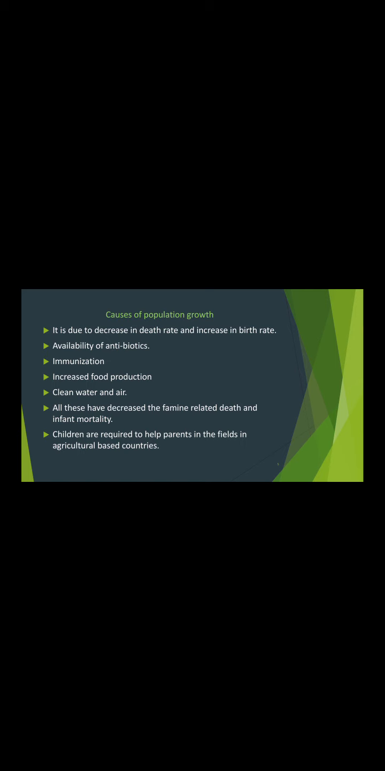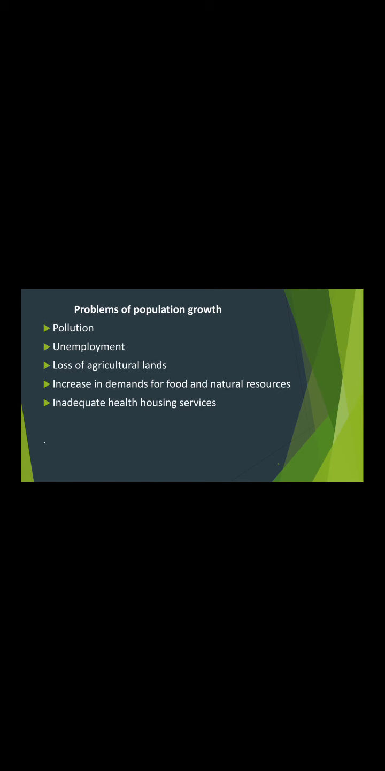The next reason is increased food production. The increased production of food leads to a decrease of famine related deaths, and also immunization decreases infant mortality. The next one is clean water and air. Always clean water and air favor human life on earth. In agricultural based countries, parents give birth to more children to assist them in cultivating land.